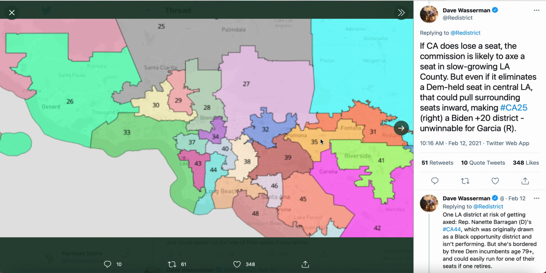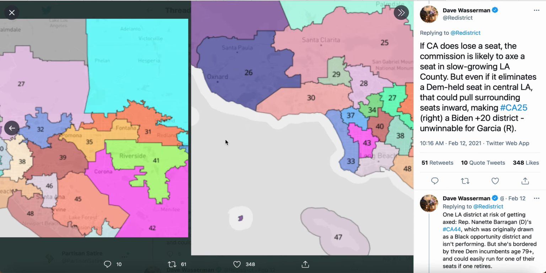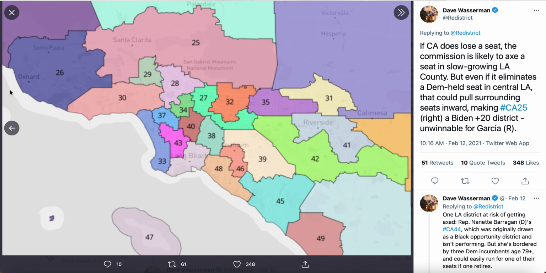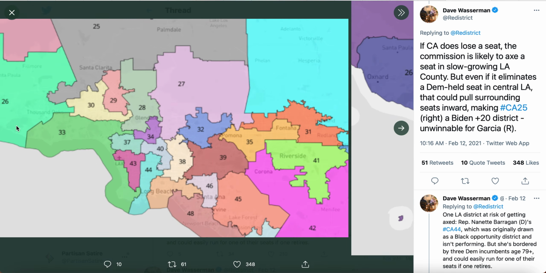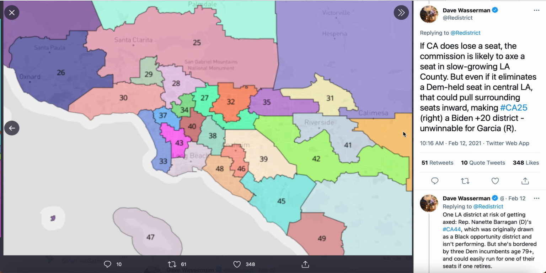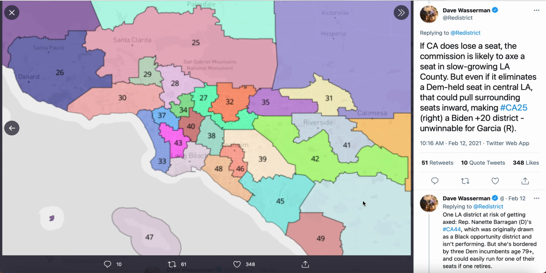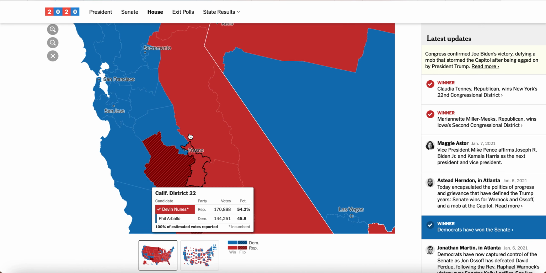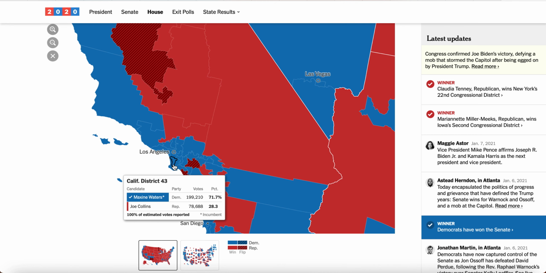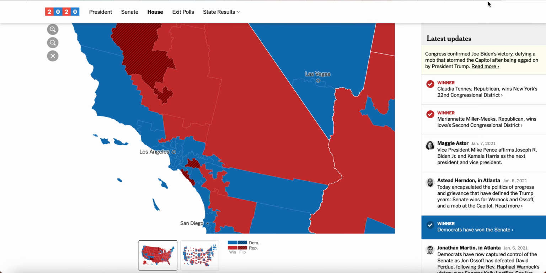If we go to California's 44th district, it is right there. That seat is most likely going to get combined into the 47th district, as well as the 43rd and 40th districts. Currently, the representative of the 44th district is Nanette Barragán, I believe. This is obviously a safe Democratic seat. If we go here, right here, 67.8%, compared to the other Democrat in the general election.